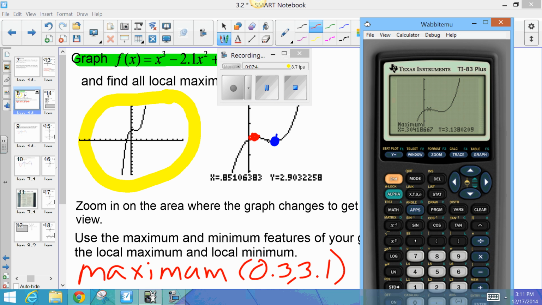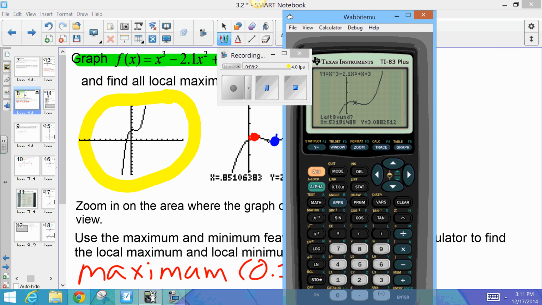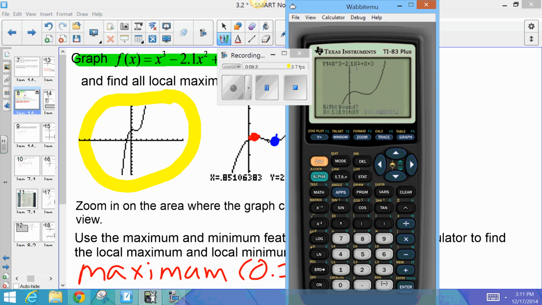All right, so I'm going to go second, calc. That's the trace button. I'm going to choose minimum. And again, I have to answer left bound, right bound, guess. I think I learned a little bit better how to do this. I'm looking for the bottom of that curve. So there we go. The cursor is a little bit to the right of the maximum, but it's left of the minimum. So I'm going to press enter now. Enter. Now it's going to ask for right bound. So I'm moving my cursor to the right.